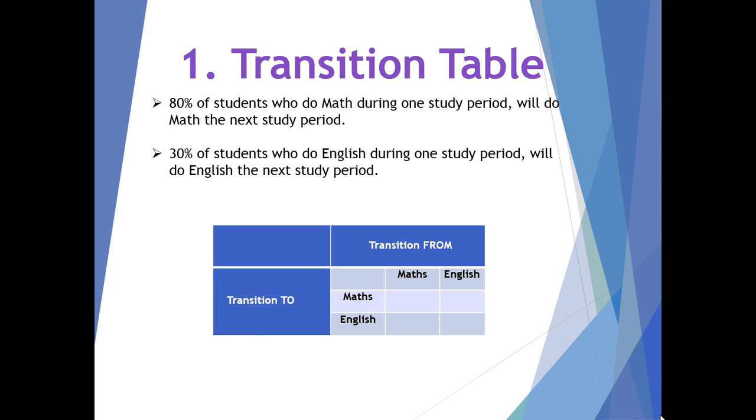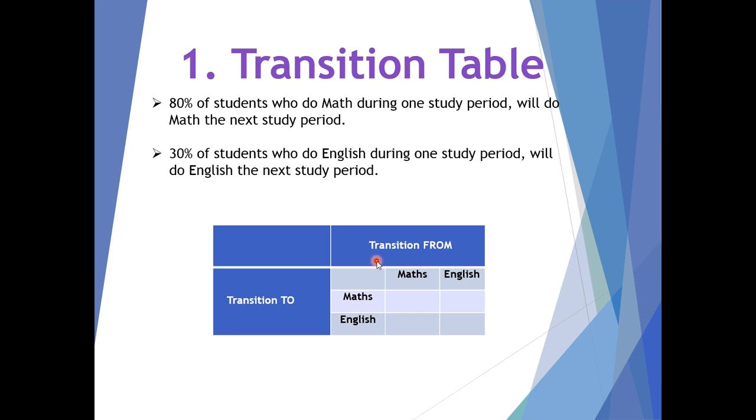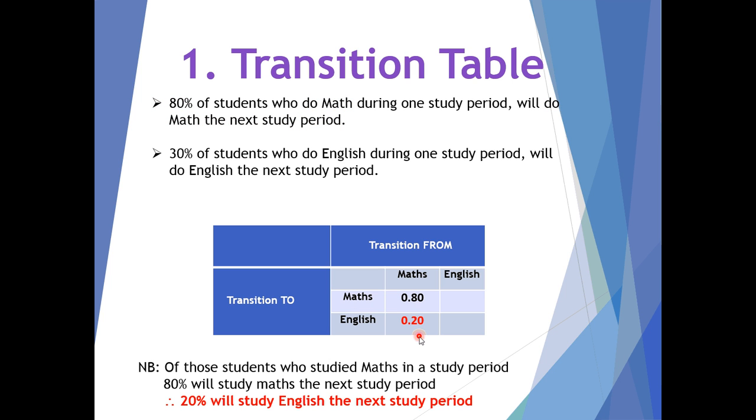First of all, a transition table. Transition tables are set out as such, with transitions from at the top of the columns and transitions to on the left of the rows. So let's fill this in. First of all, 80% of students who do maths during one study period will do maths the next study period. So this is the transition from maths to maths of 0.8. That leaves us with 20%, or 0.2 as a decimal, of students who transition from maths into the English tutorial group the next time they study.